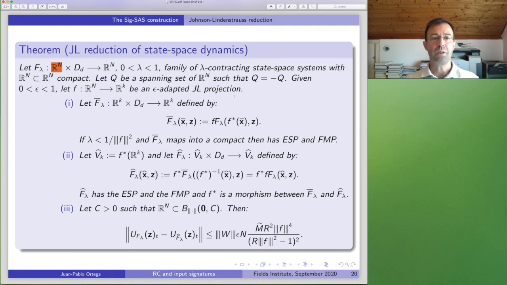And then what I do now is construct a JL projection using a bunch of spanning points that satisfy this relation. So what this theorem tells you is that if you respect certain constraints in the rate at which this thing is contracting, which puts into relation this lambda, the contraction constant, and the norm of the projection. So this triple bar norm is the operator norm with respect to the Euclidean norm.